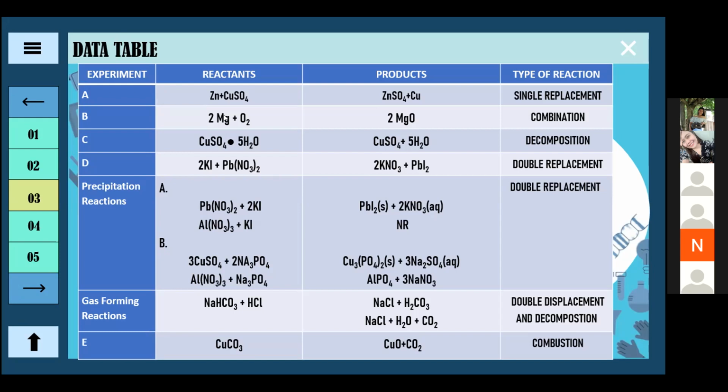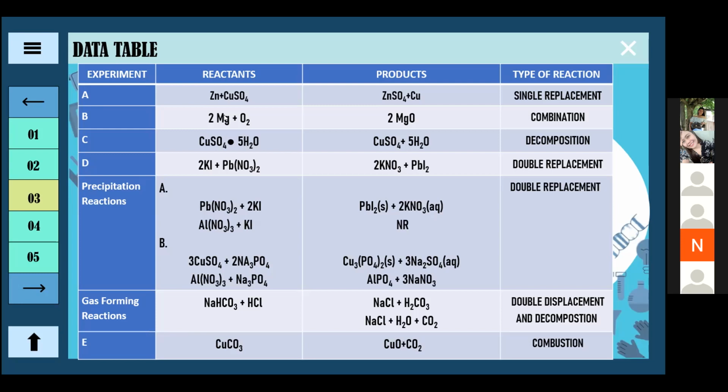Next is 2 ml of aluminum nitrate added with 2 ml of potassium iodide solution. Since nitrates are soluble compounds, the reactants do not form any precipitate, meaning there is no reaction, so NR.